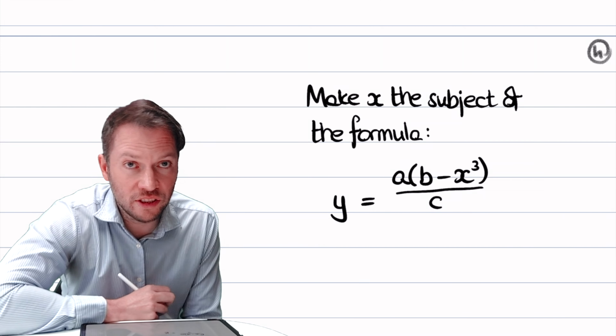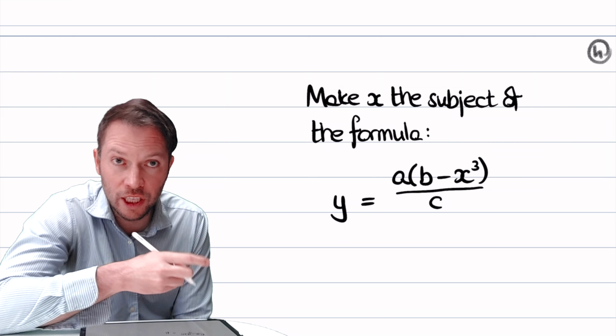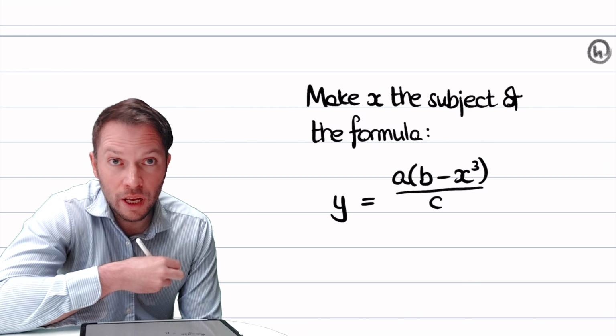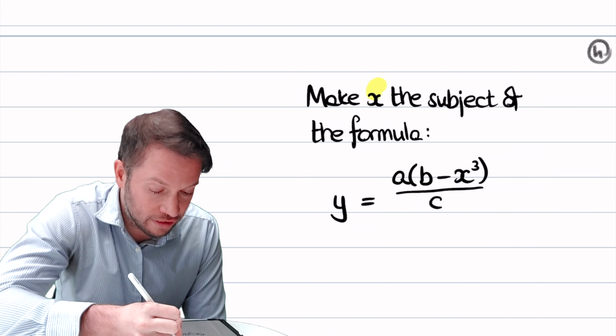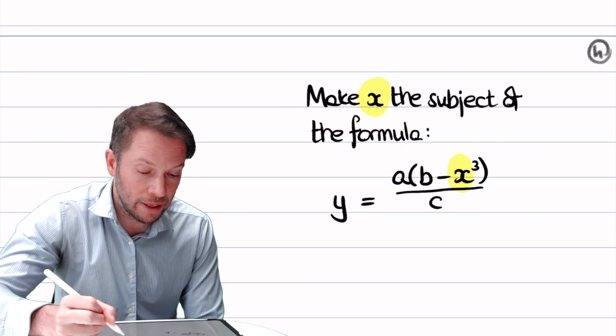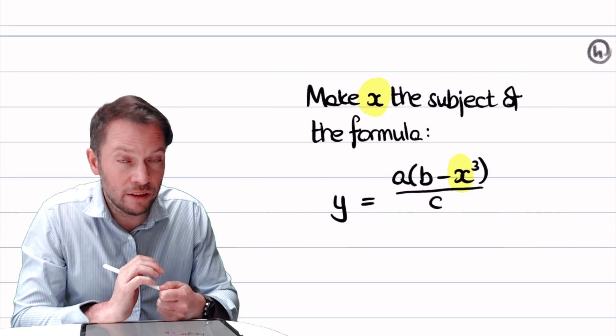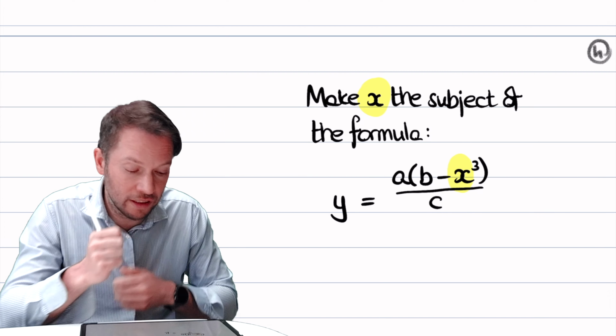Hi, in this video we're going to change the subject of the formula involving higher powers of x, like x cubed, x to the 4, etc., and fractions and brackets as well. So to make x the subject of the formula means to get x on its own on one side of the equation, right? So we need to gradually undo the things around x to get x on its own. It's like unpeeling an onion, if you like, where x is in the centre.